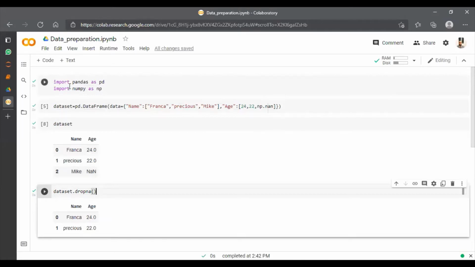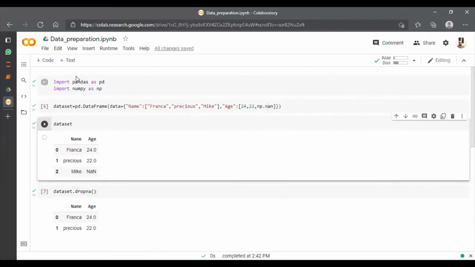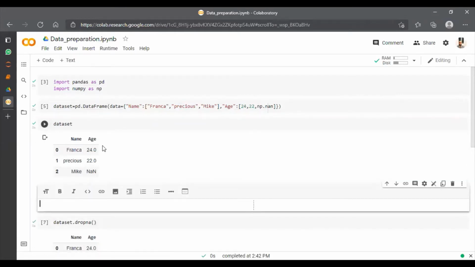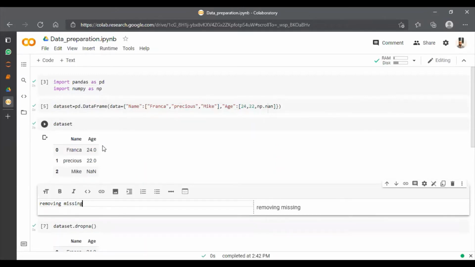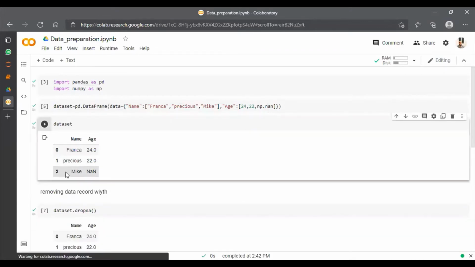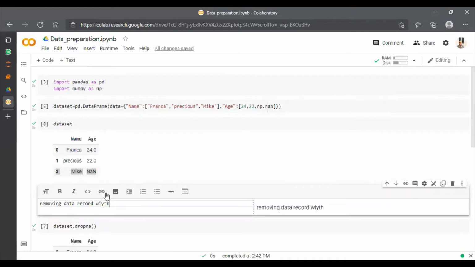Okay, so this particular operation is removing missing data. Removing data records. So it's a data record with missing values. The data record is all this. These are the data records. This is what I mean by data record, or data observation with missing values.